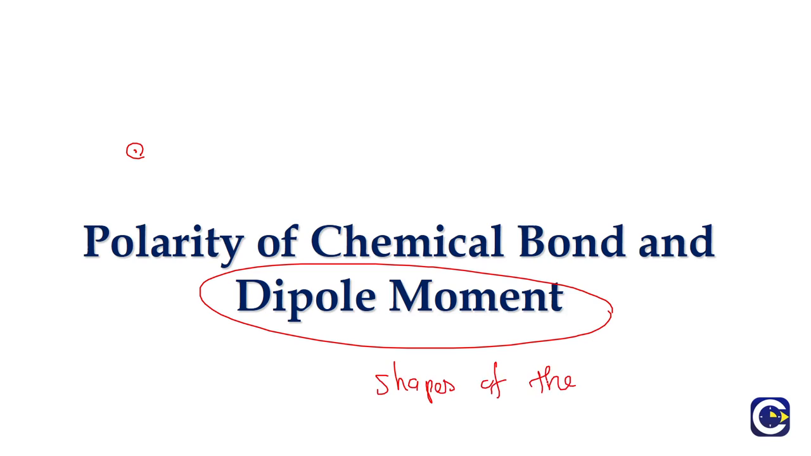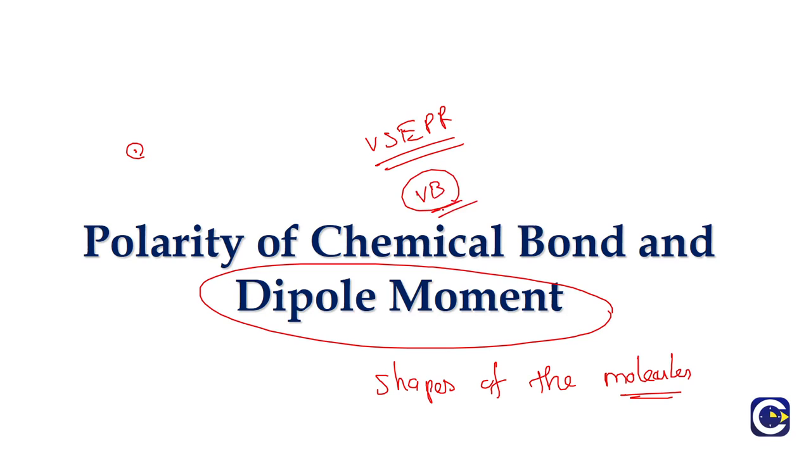So the dipole moment values have provided insights into the shapes of the molecules, and later, more comprehensively, the shapes of the molecules were explained by both the valence shell electron pair repulsion theory, which we call in short VSEPR theory, and valence bond theory. Both the theories will give us the idea of shapes of different molecules. But here we will try to understand the concept of polarity of a chemical bond and what this dipole moment is and how the dipole moment will be able to provide insights on shapes of the molecules.